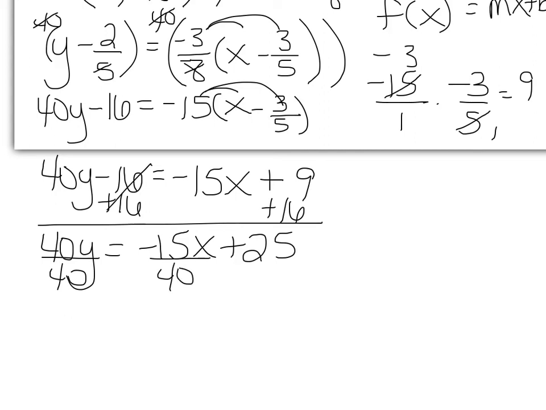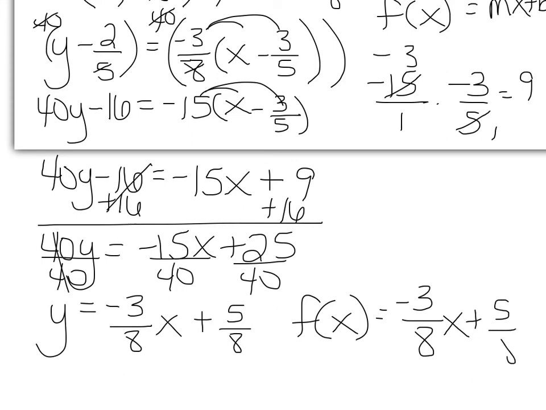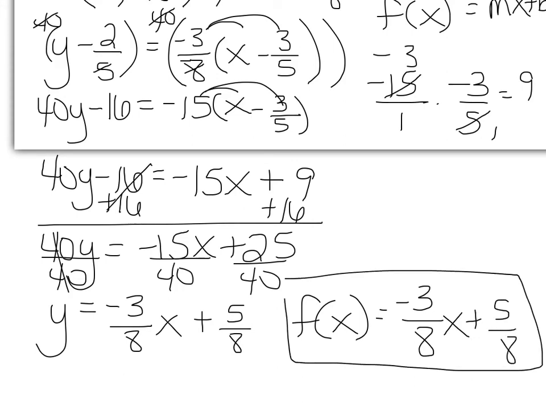Divide everything by 40, and you get y equals, I need to reduce this, so it's going to be negative 3/8 x plus, this can be reduced to, plus 5/8. So f of x is equal to negative 3/8 x plus 5/8. Now, I promise you there will not be anything on the test that's anything like that. Okay? I promise, so don't worry about it.